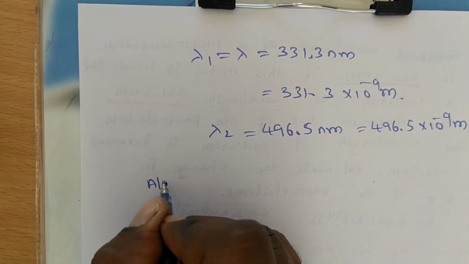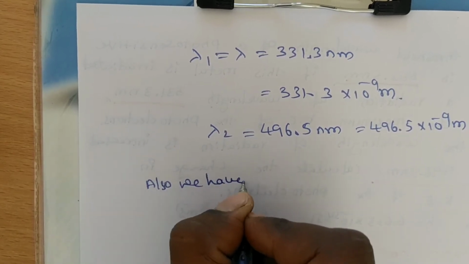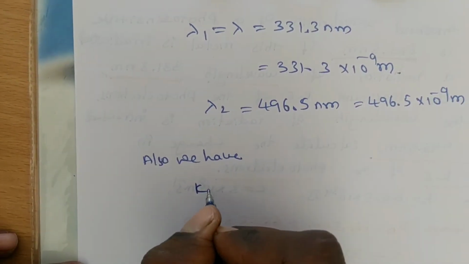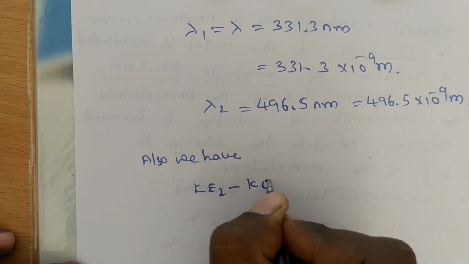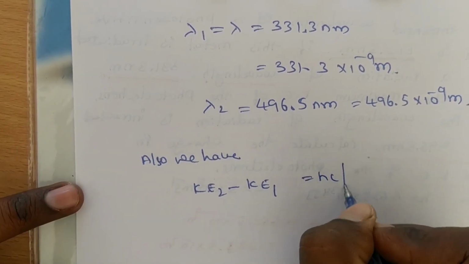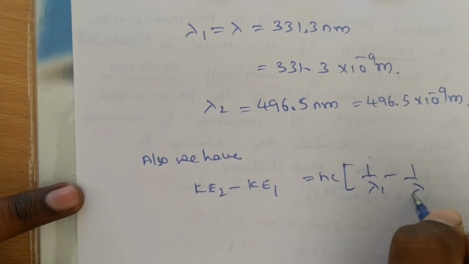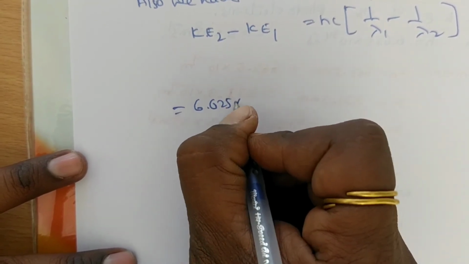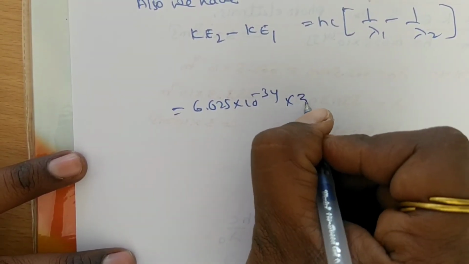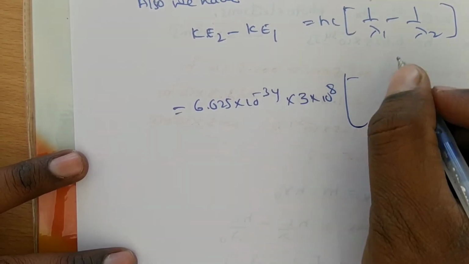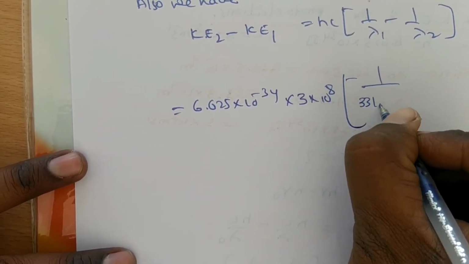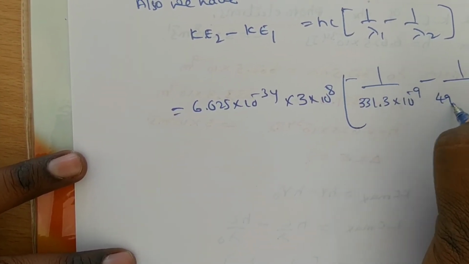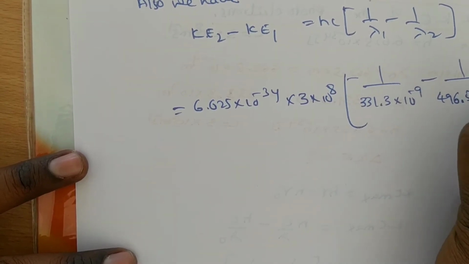Also we have change in kinetic energy. Change in kinetic energy means final minus initial. Kinetic energy 2 minus kinetic energy 1 is equal to hc into 1 divided by lambda 1 minus 1 divided by lambda 2. Here H value 6.625 into 10⁻³⁴, 3 into 10⁸ into 1 divided by 331.3 into 10⁻⁹ minus 1 divided by 496.5 into 10⁻⁹.